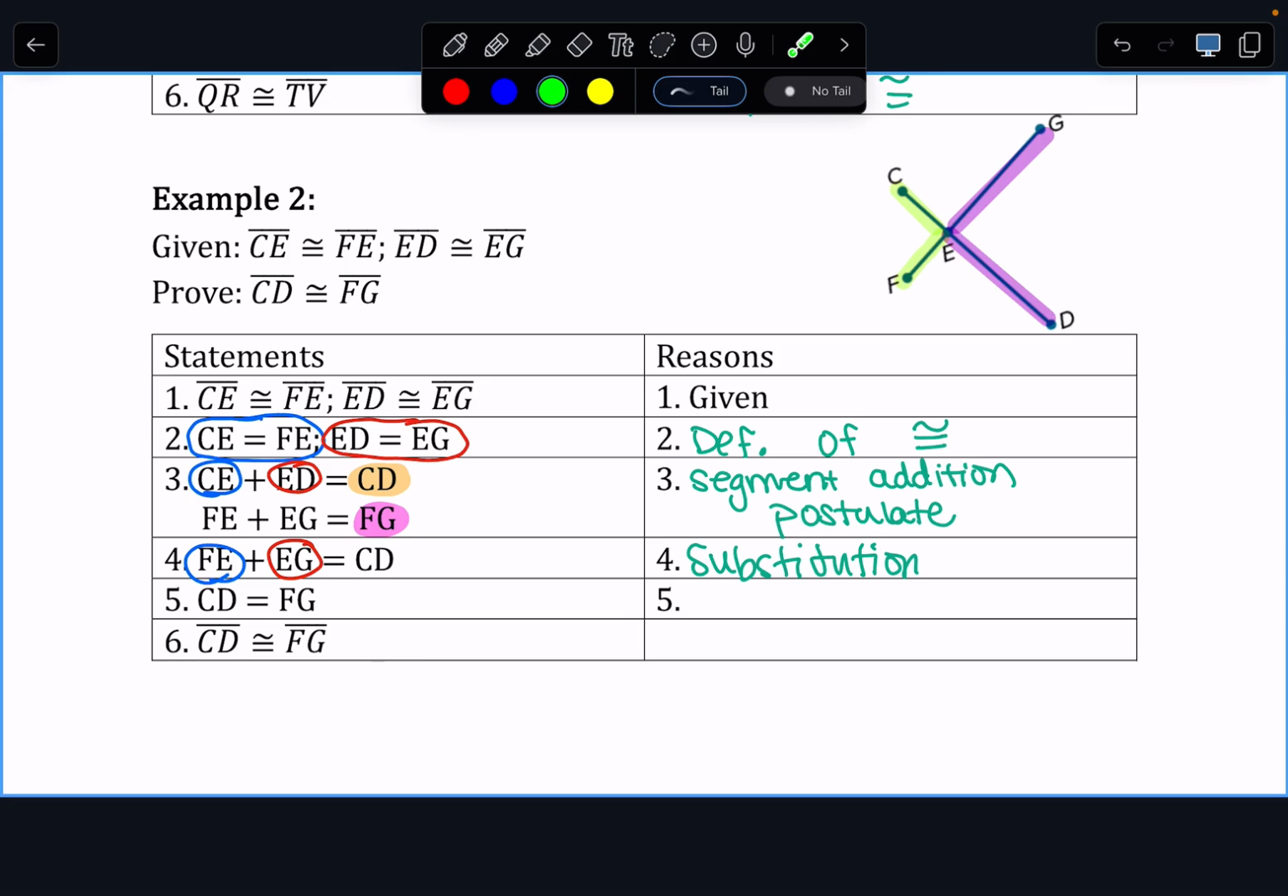Look at this. Do you see how these two are the same? But they equal different things? So we can say, oh, hey, they equal each other? Or transitive, I'm cool.